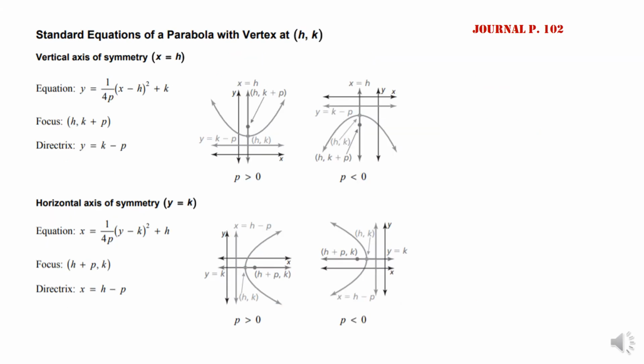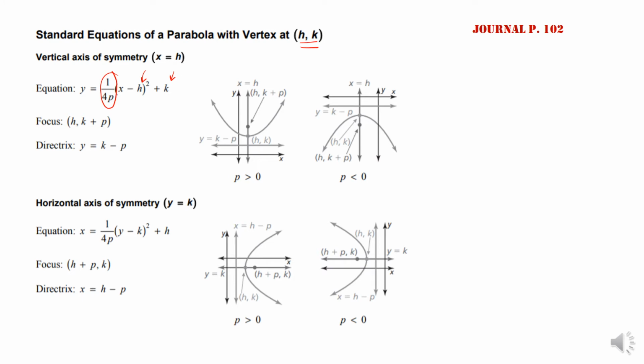Okay, the next page, page 102, just describes the difference in the equation when you have a vertex at another point. So, just like we did with writing things in vertex form, you have h and k. It's written all the same. The basic difference is this, okay? You add that when you're talking about the focus and the directrix.